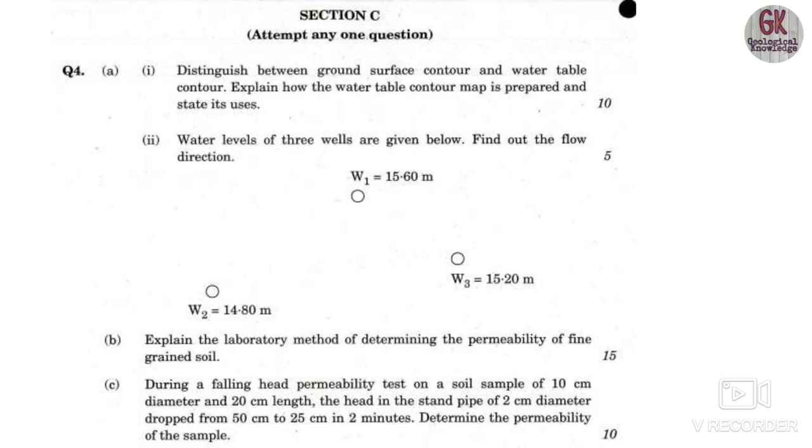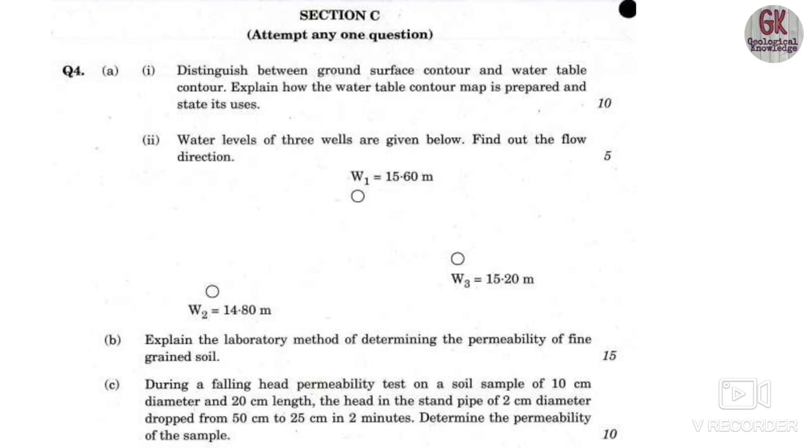And in 4a, the second question is the numerical given here. Water levels of 3 wells are given below. You have to find out the flow direction. So 3 wells, W1, W2 and W3, have been given, and you have to find the direction of groundwater flow. 4b, explain the laboratory methods of determining the permeability of fine grained soil.